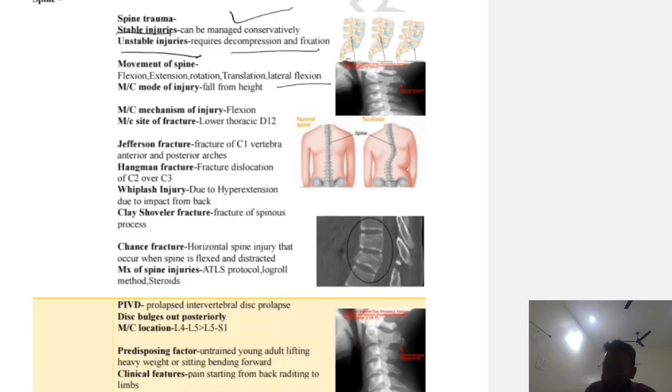Because the spine has all these movements, patients have low back pain. It's the most common complaint. Mode of injury is fall from the height. Most common mechanism of injury is flexion. Site of fracture is D12 vertebra fracture.